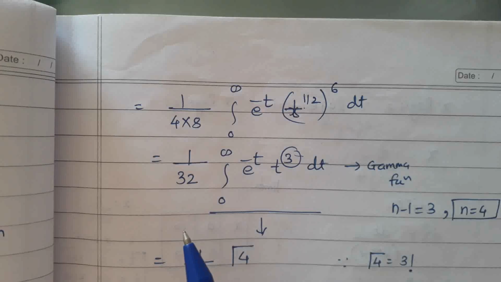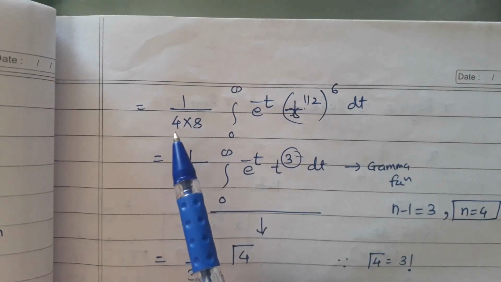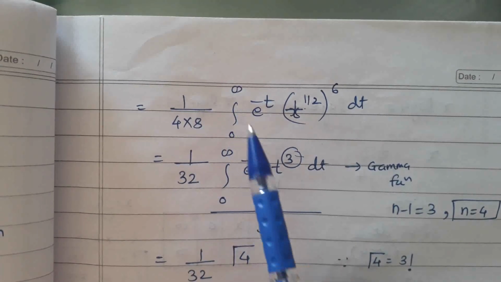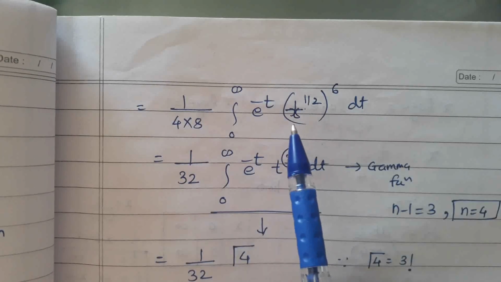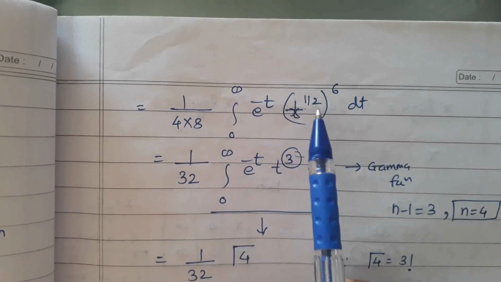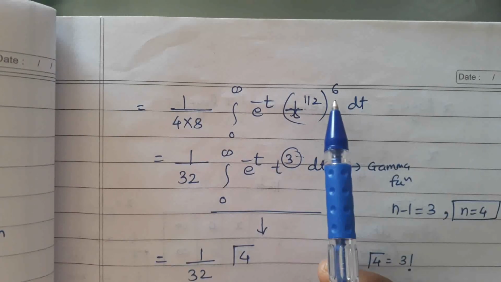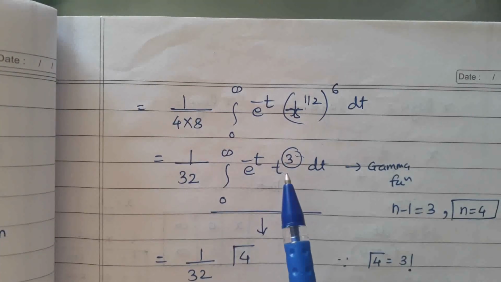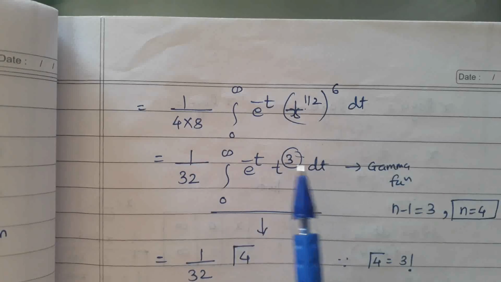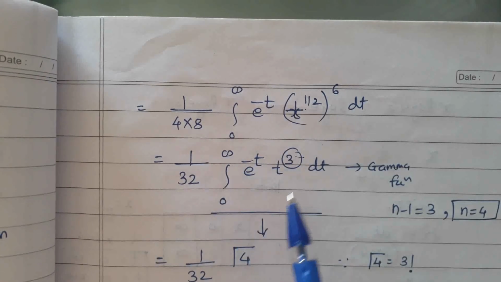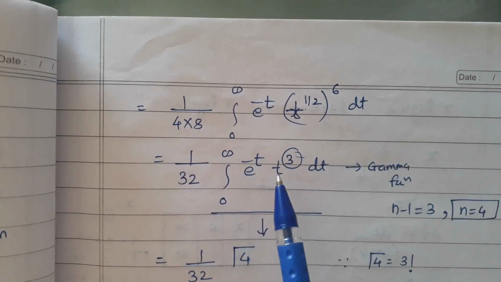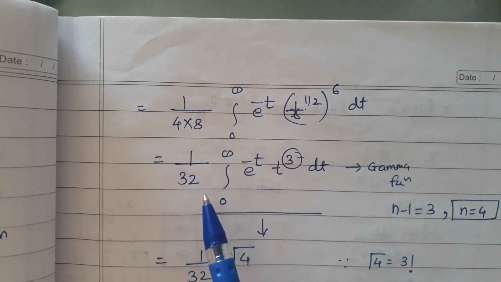Root 2 raised to 6 becomes 8. So 8 into 4, integral 0 to infinity e raised to minus t. Write root t as t raised to 1 by 2, raised to 6. So cancel 2 from this power, dt. So this becomes t raised to 3 dt. And this integral is of the form of the gamma function. 1 upon 32 is the constant.